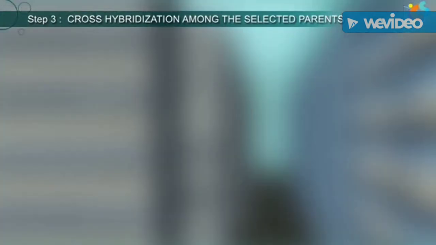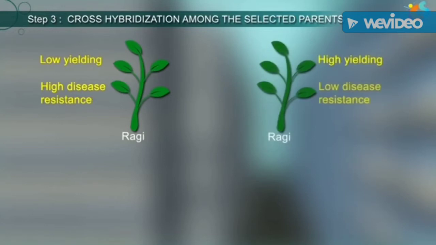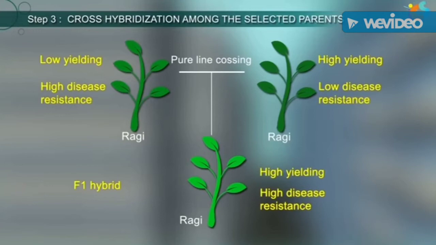For example, if we cross a low-yielding, high disease-resistant ragi plant with a high-yielding, low disease-resistance ragi plant, since the parents that are crossed are pure line, the F1 hybrid obtained will have superior characters of both the parents. The progeny here will be a high-yielding and high disease-resistant ragi plant.